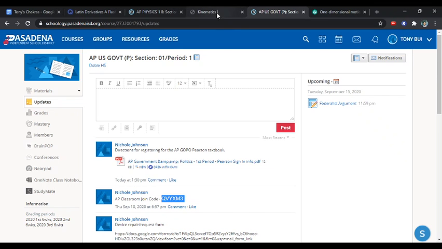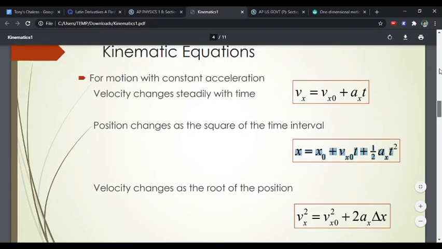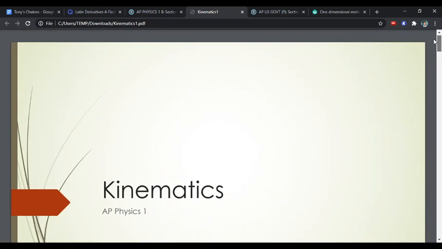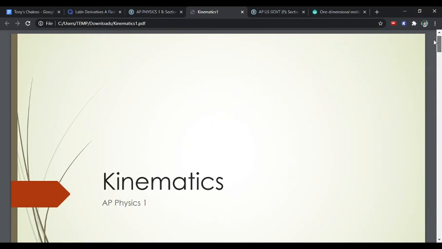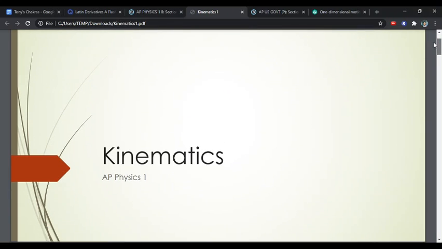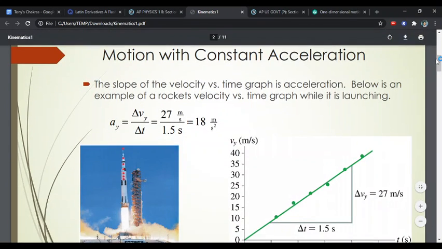All right, so we're going to start with kinematics. From what I've heard, you guys are talking about kinematics, and some of you are having a discrepancy over it. So I'm here to clarify. In order to use kinematics, we have to have two things. The first thing we have to have is constant acceleration.